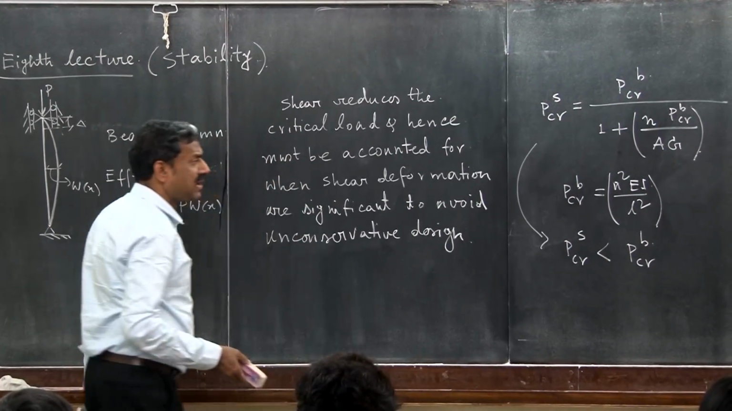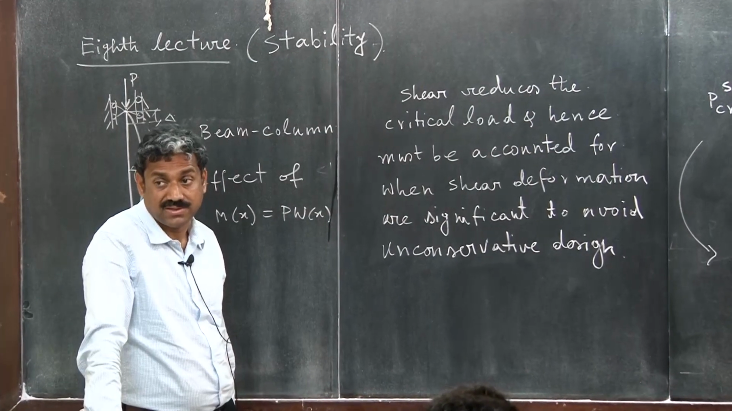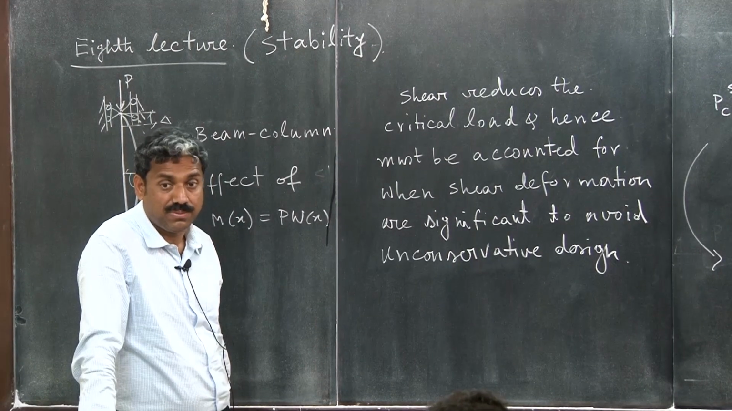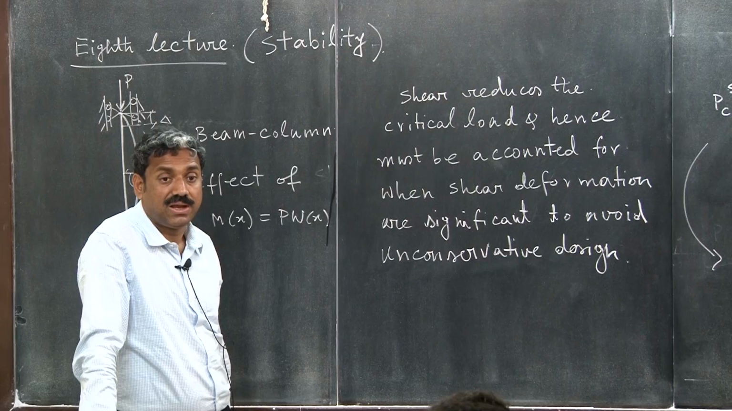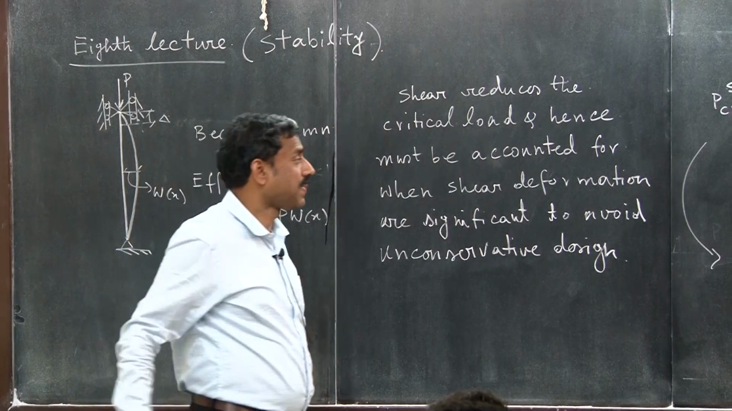Shear deformation becomes important when L by D is less than 10 or maybe less than 8 or so. That means it is a deep beam, or deep shell, deep plate, and things like that.